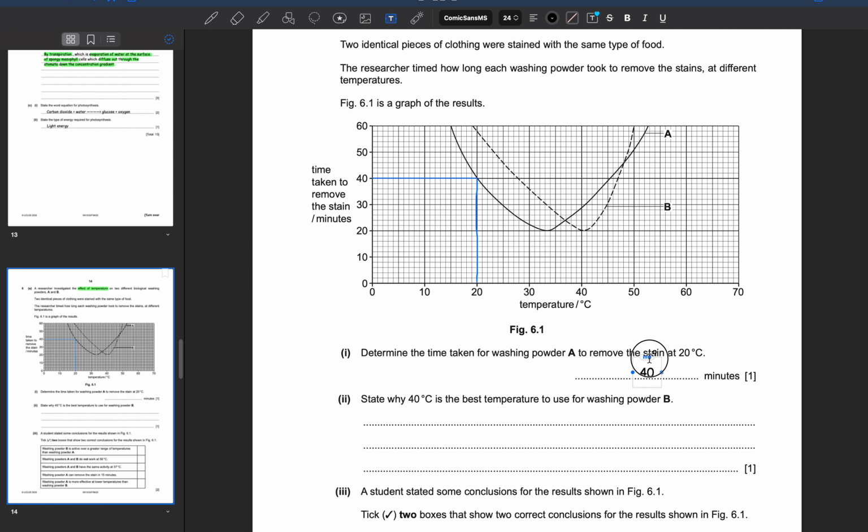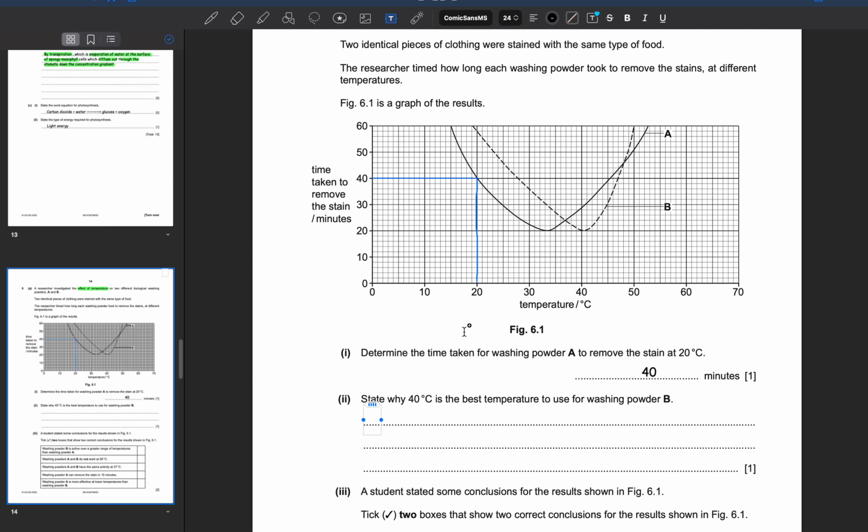So it's 40 minutes. State why 40 degrees is the best temperature to use for washing powder B. 40 is the best. Why is it the best? As it took the shortest time to remove the stains. The faster it works, the better it is. It's the best temperature, which is 40, as it took the shortest time to remove the stains. So it took only 20 minutes.